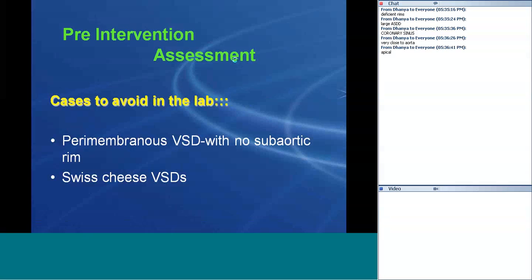So perimembranous VSDs with no subaortic rims, and Swiss cheese VSDs. Probably Dhanya meant Swiss cheese VSDs when she said apical muscular VSDs. Swiss cheese VSDs can probably be closed in a hybrid approach, putting devices in the OR, the operation theater, where you can close the bigger ones surgically, and the smaller ones which are not accessible by the surgeons can be closed in a hybrid technique with the device being put in the OR.